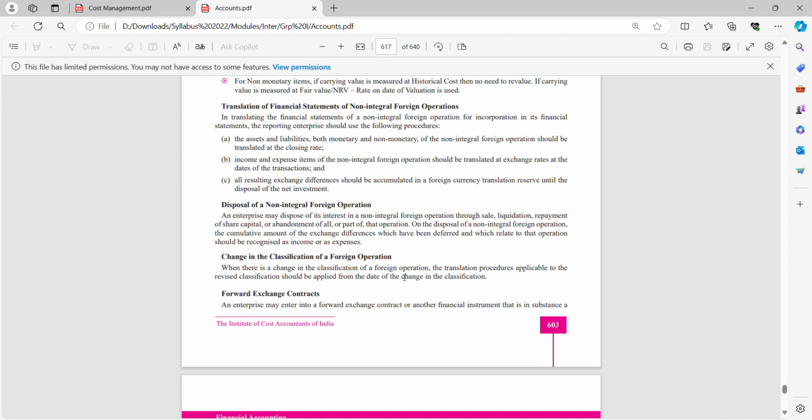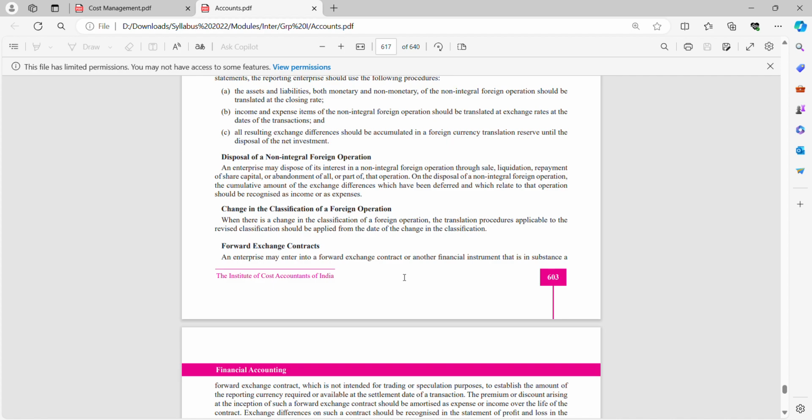Change in classification of foreign operations. When there is a change in classification of foreign operations, translation procedures applicable to the revised classification should be applied from the date of change in the classification. So we have disposal of non-integral foreign operations, change in classification of foreign operations. Then we have forward exchange contracts.